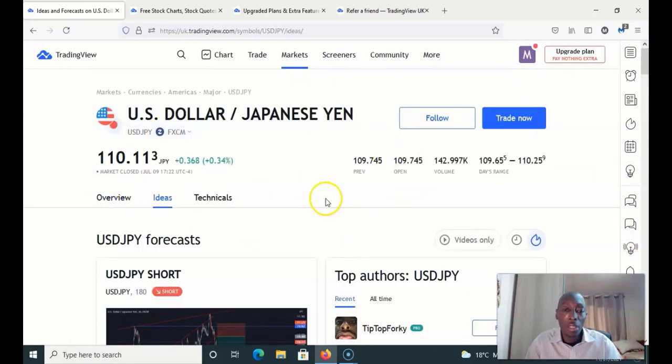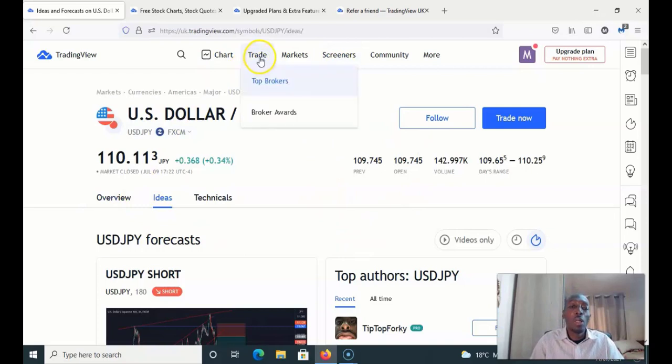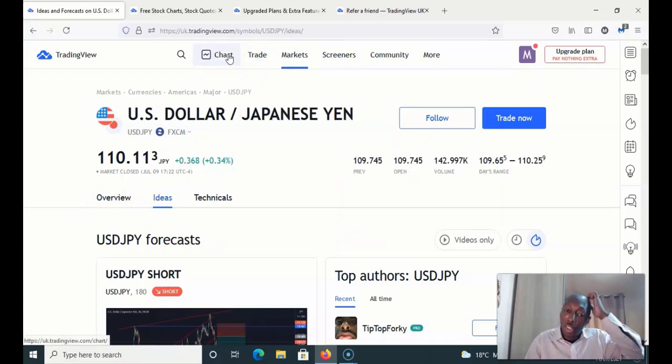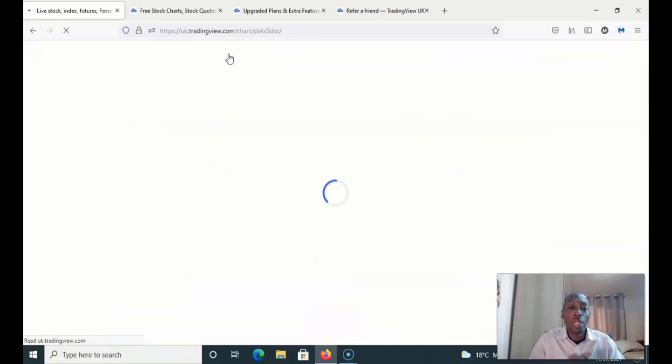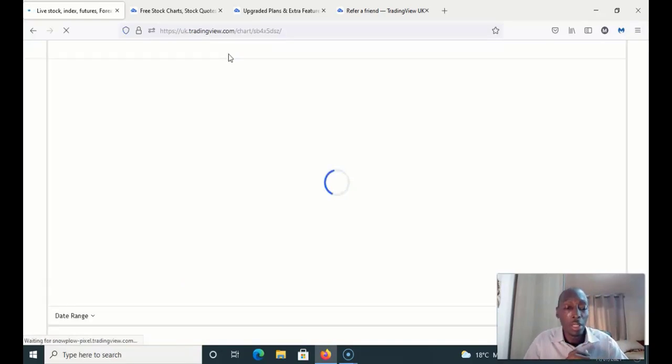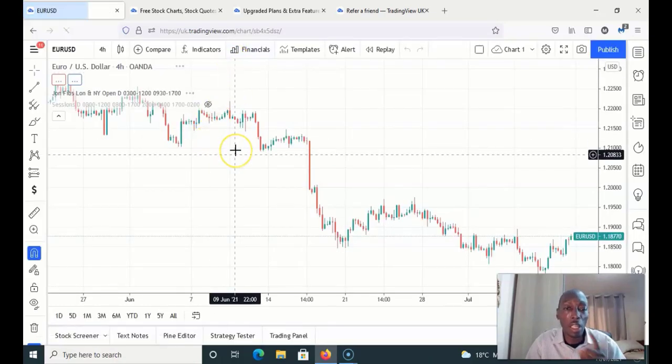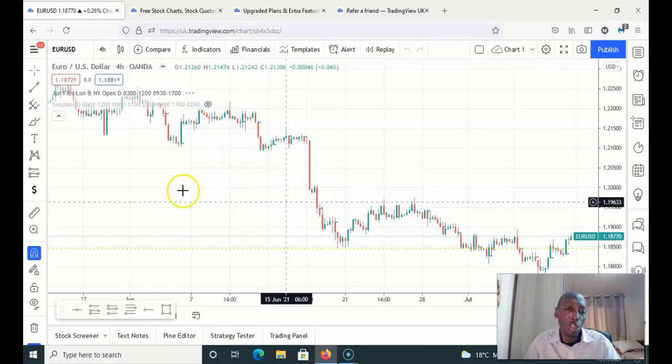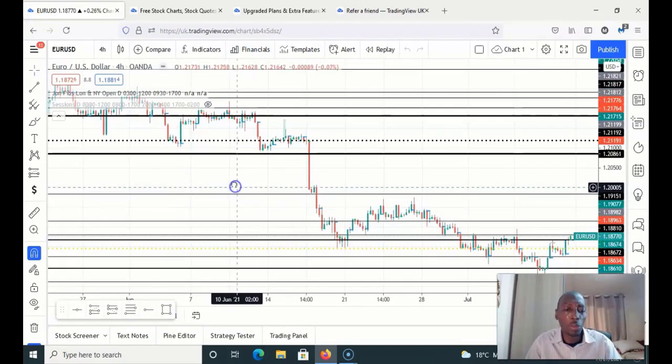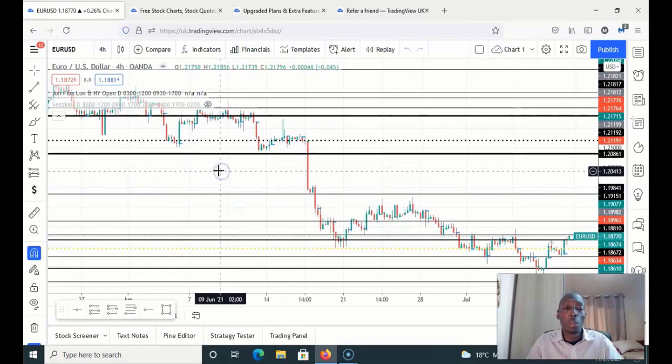So these are the ideas you can get from this, and the charts you can go to here. Say I want to go to the chart, so I click on there, and I'll show you the benefits of seeing the charts on this platform. It goes to the last chart you were looking at. This is the last chart I took a trade on, and I'll show you the trade I took in a little bit. But I just want to show you the different things you can do with the platform.